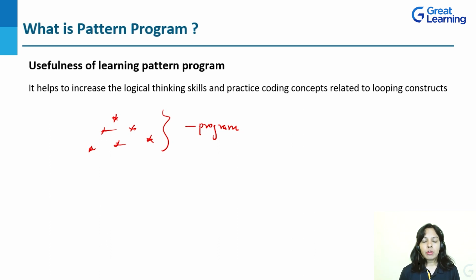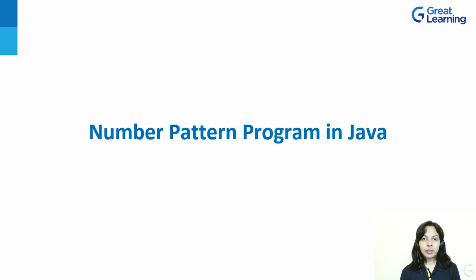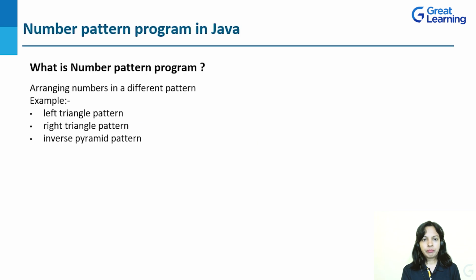Okay. So that's all about what a pattern program is. Now let's talk about number pattern programs in Java. When I say number pattern program, I'm talking about displaying or creating any pattern with the help of numbers. For example, left triangle pattern, right triangle pattern, inverse pyramid pattern. There are different patterns which have some name assigned to them. Some may not have any name assigned to them. But here I'm talking about these patterns.